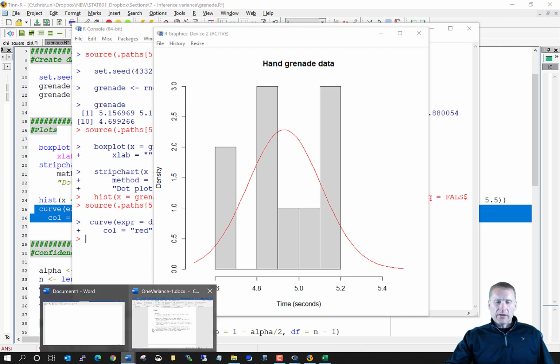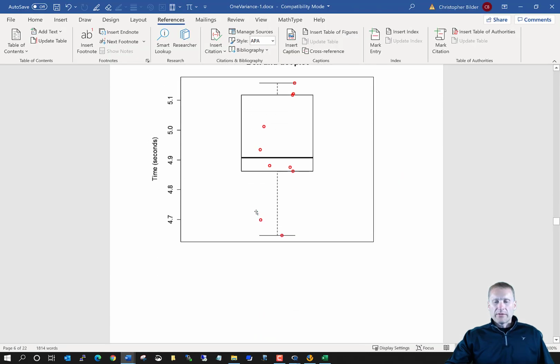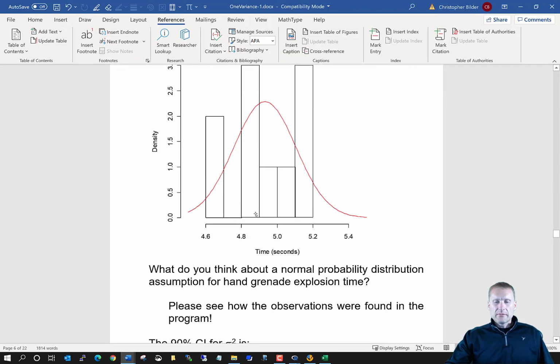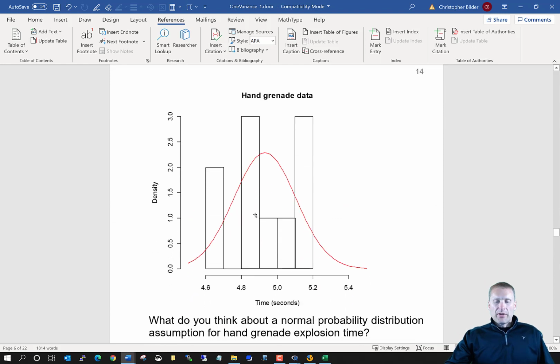Let me jump back over here to my Word document. So here's a plot of the data. What do you think about the normal probability distribution for the hand grenade explosion time? Do you think it follows a normal distribution? Well, these histogram bars are not following the same shape as what that curve is doing there.